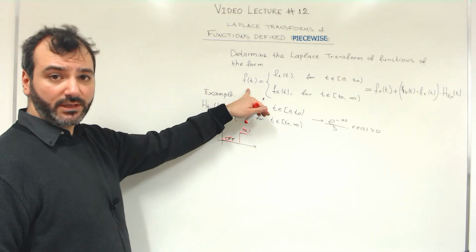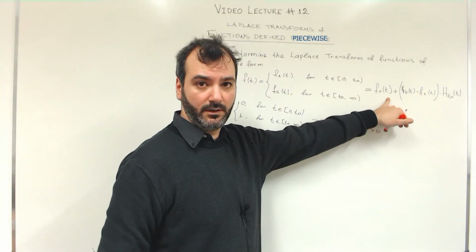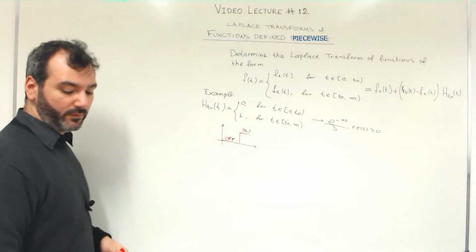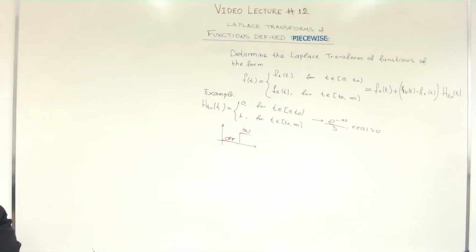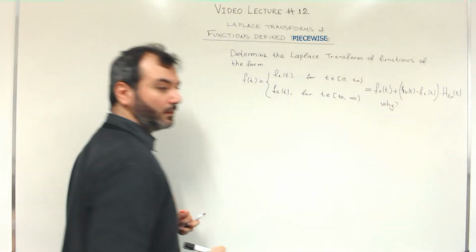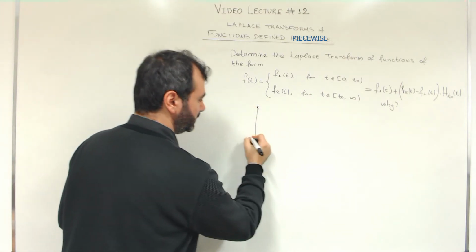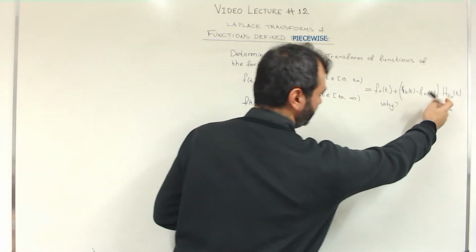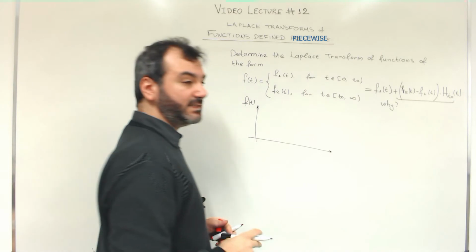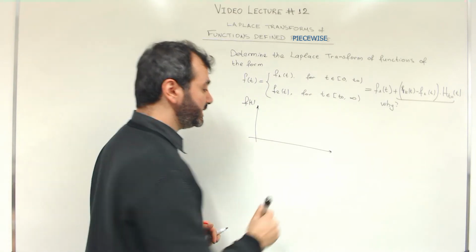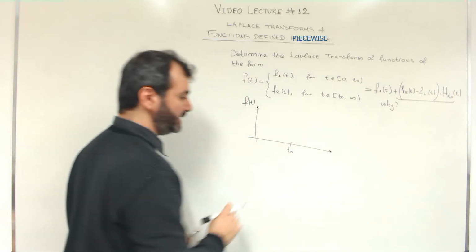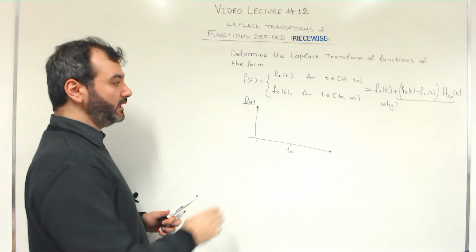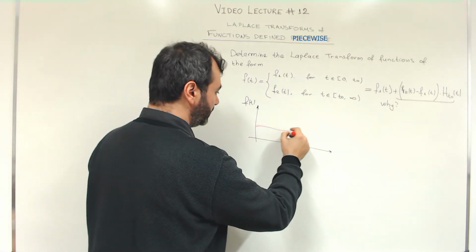So I can write this function f of t as f1 plus the difference f2 minus f1 times h with parameter t0 at time t. Why? Because here is our function f(t). This whole second term is equal to 0 if t is below t0. So before t0, function f is equal to f1.